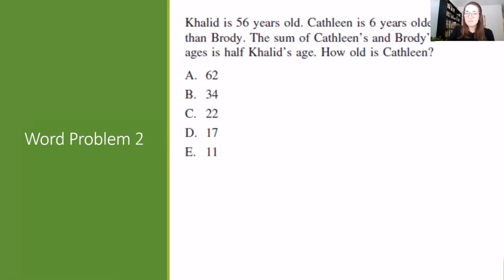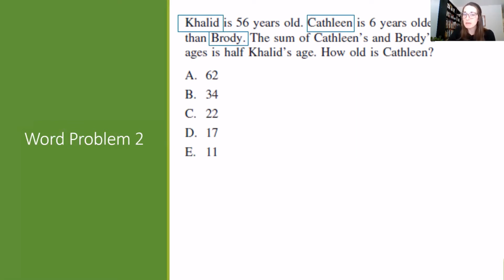For word problem 2, it says Khalid is 56 years old. Kathleen is 6 years older than Brody. The sum of Kathleen's and Brody's ages is half Khalid's age. How old is Kathleen? So putting all these numbers together, we have to figure out first what all information we have. And this is a little confusing because there's lots of names and lots of ages. So we have 3 people here. That's the first thing we need to identify: Khalid, Kathleen, and Brody.